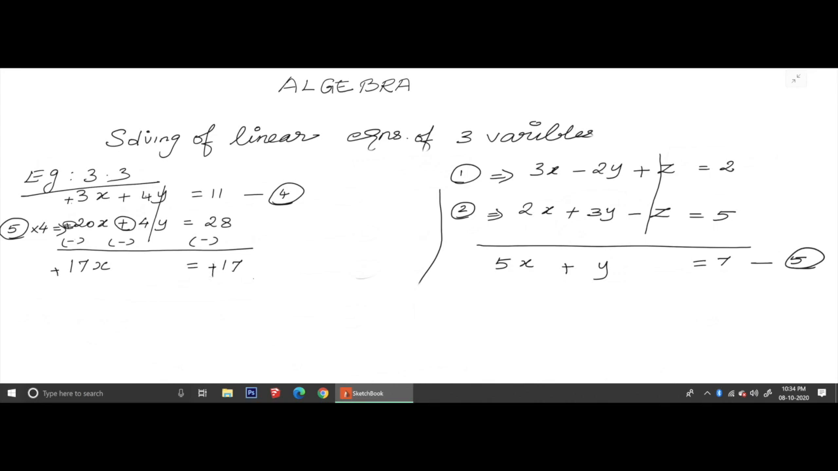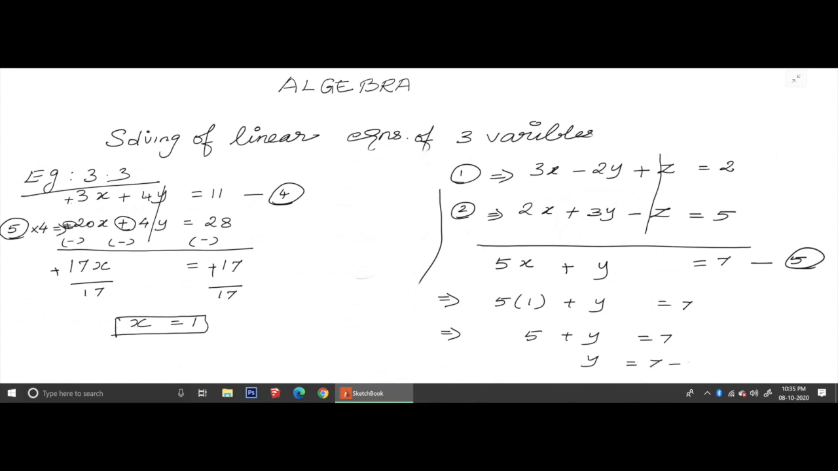Okay. And now divide both sides by 17. What happens? x is equal to 1. Okay. And now you can substitute this value of x in this equation 5. So what will happen here? 5 into 1 plus y is equal to 7. And now this implies, the sign means that this implies it. Okay. So this becomes 5 plus y is equal to 7, and your y is equal to 7 minus 5.